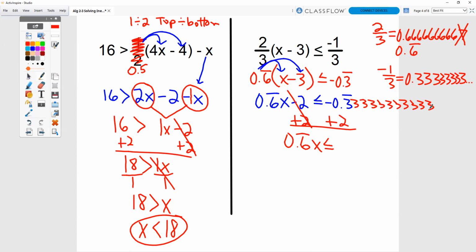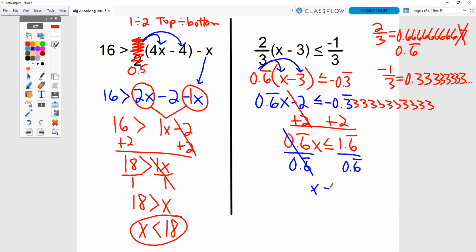All right. So -0.333 plus 2 is 1.66666. I'm going to write 1.6 repeating. The last step in this one is to divide by 0.6 repeating.